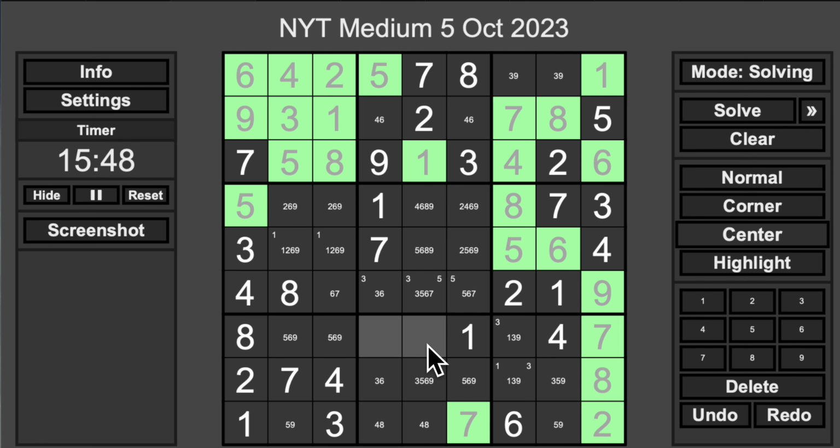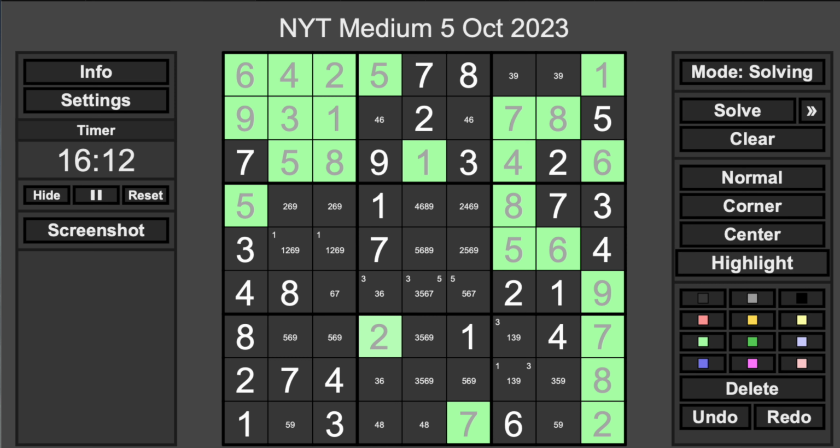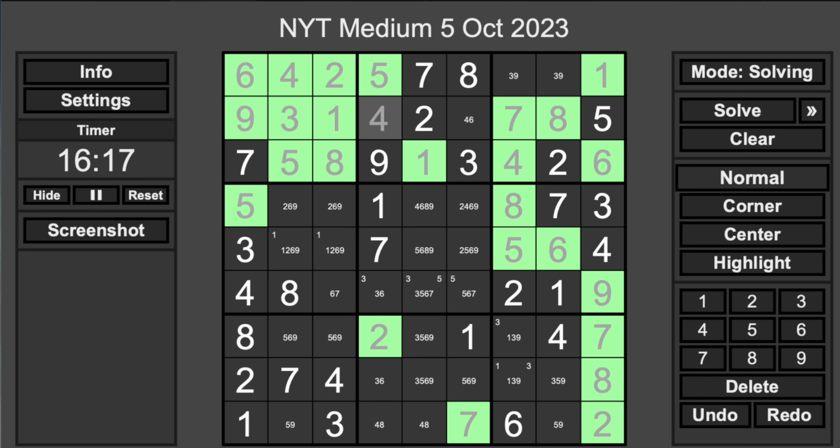I've got 1, 4, 7, 8. I need 2, 3, 5, 6, 9 for the rest of box 8. This can't be 5 or 9. That's not 2. So in fact, the only place for 2 in box 8 is that cell. Okay, 3, 6. Looking up here, this can't be 6. That's 4, that's 6. 4 tells me that's an 8, that's a 4.